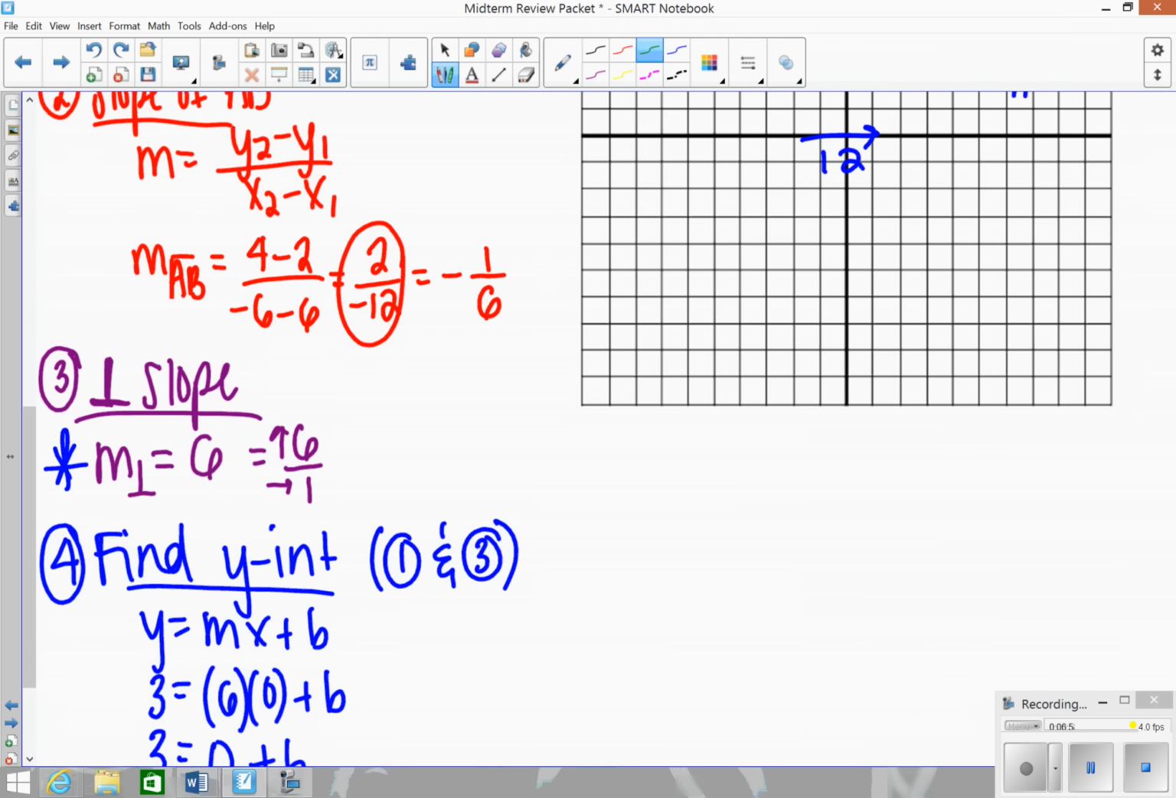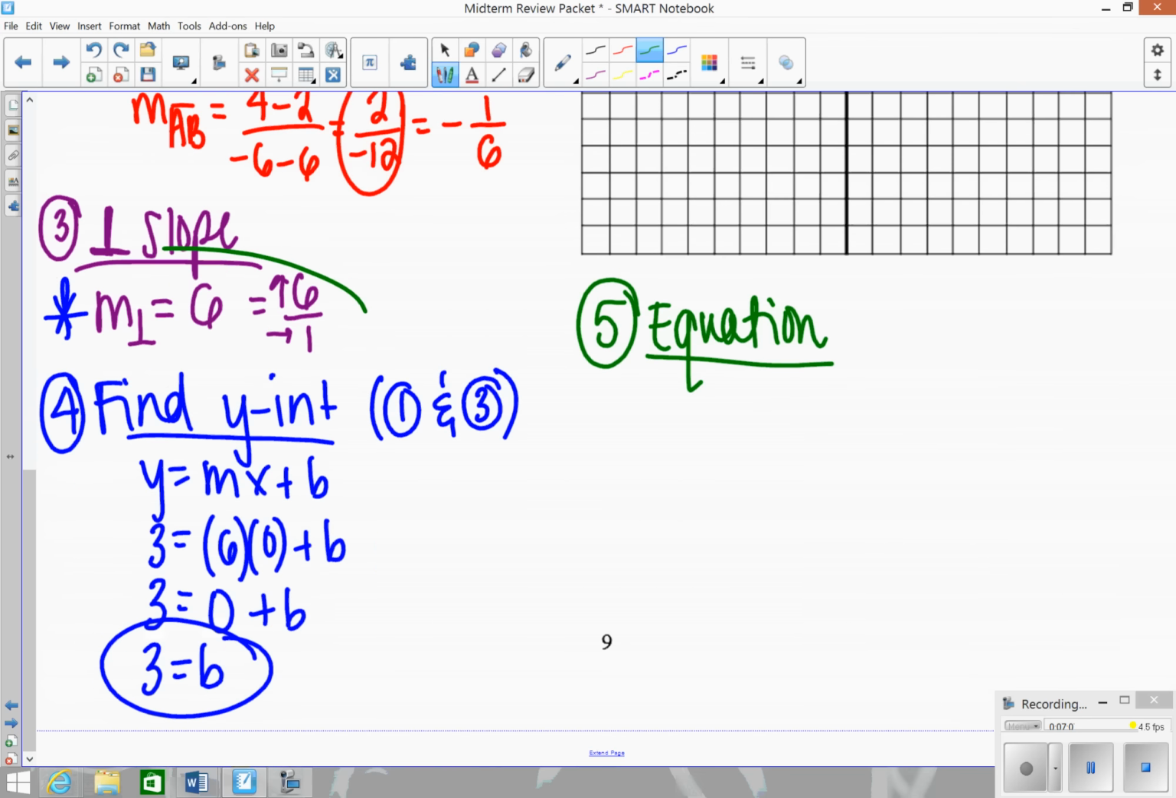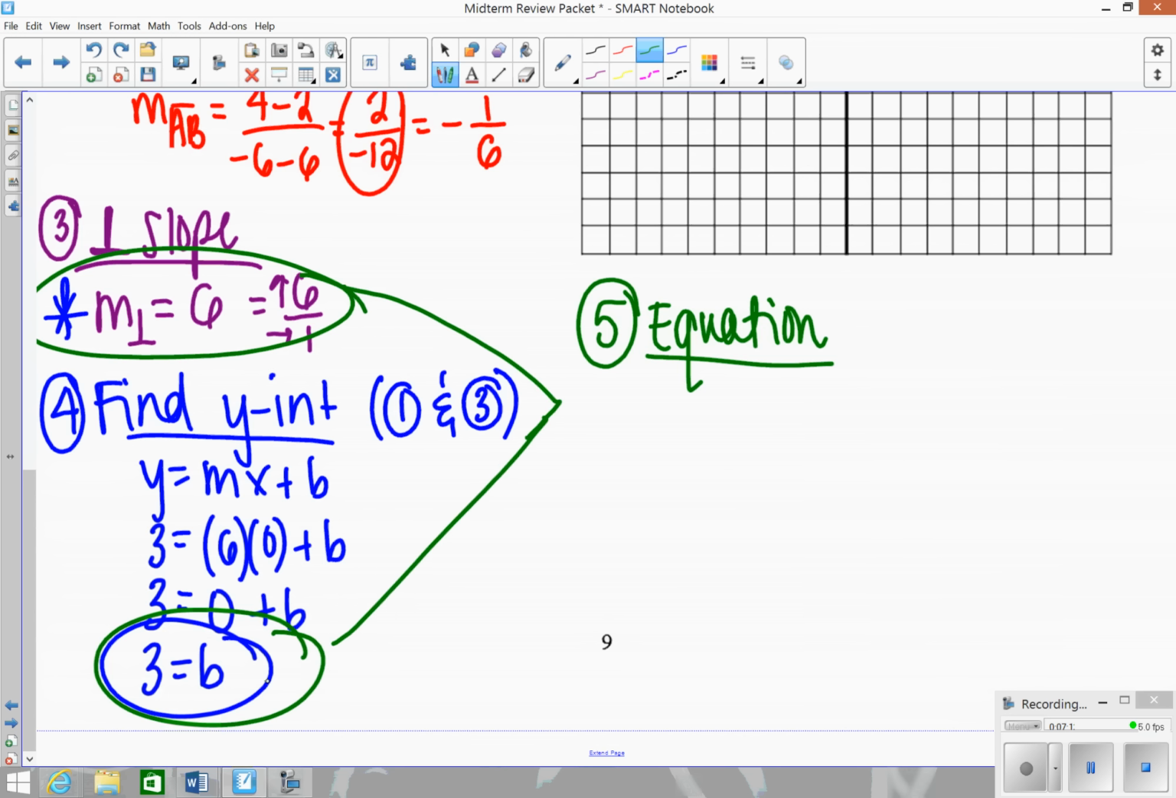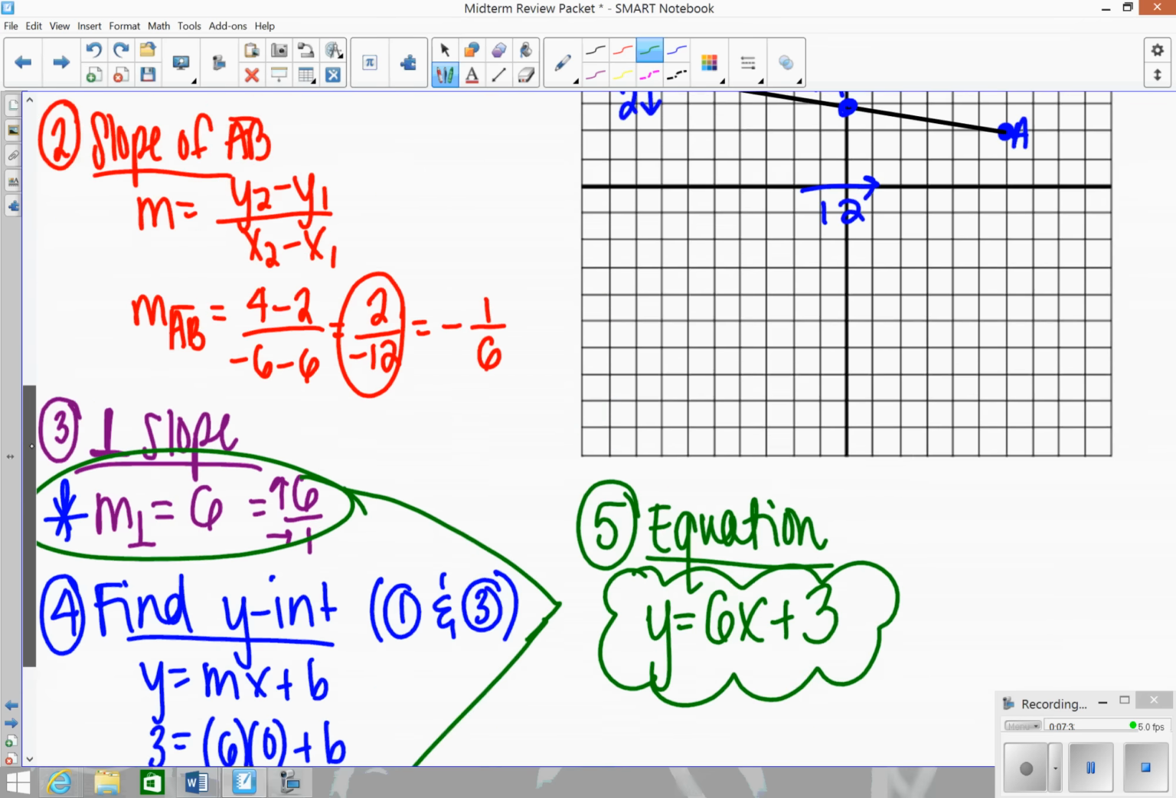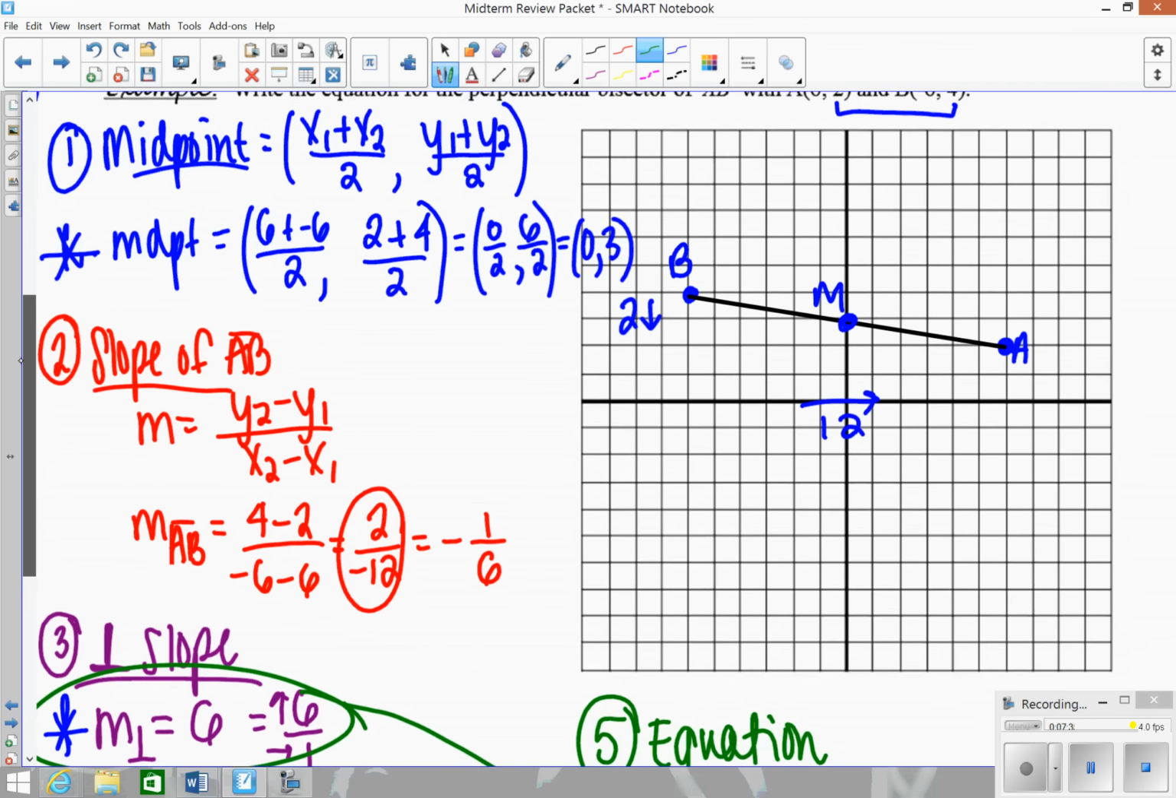So my last step here is to just write the equation. To write the equation of the perpendicular bisector, you're using the perpendicular slope, because it's the perpendicular bisector, and the y-intercept that you found. That forces your perpendicular bisector to go through your midpoint, because I really plugged in my midpoint to find this y-intercept. So now when I write my equation, it's y equals 6x plus the y-intercept. So there's the equation.